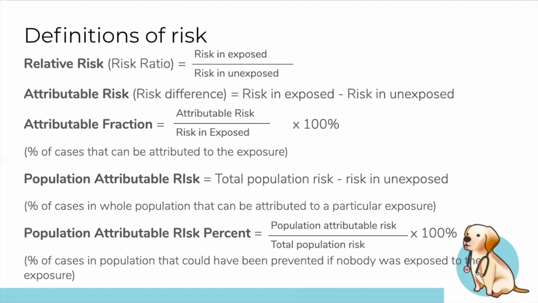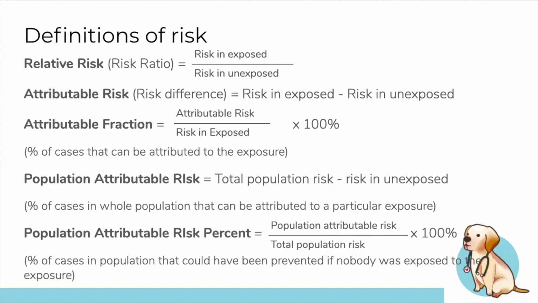You have attributable risk as well, which is the risk in exposed minus the risk in unexposed. So instead of a ratio, it's a difference. And then you have attributable fraction. You just turn the attributable risk into a fraction: the difference between exposed and unexposed risk, you divide by the risk in exposed and then multiply it by 100%.